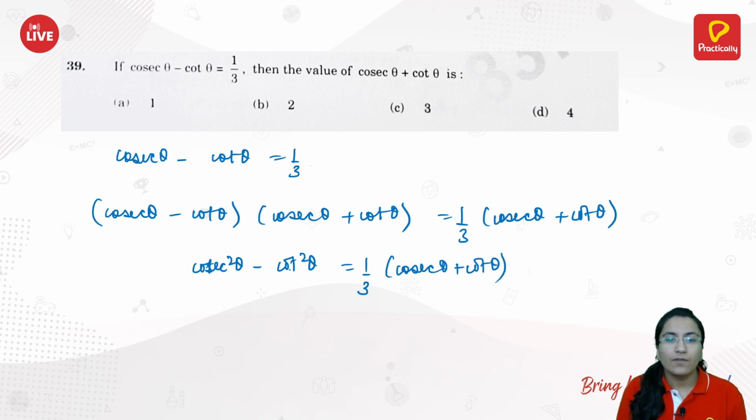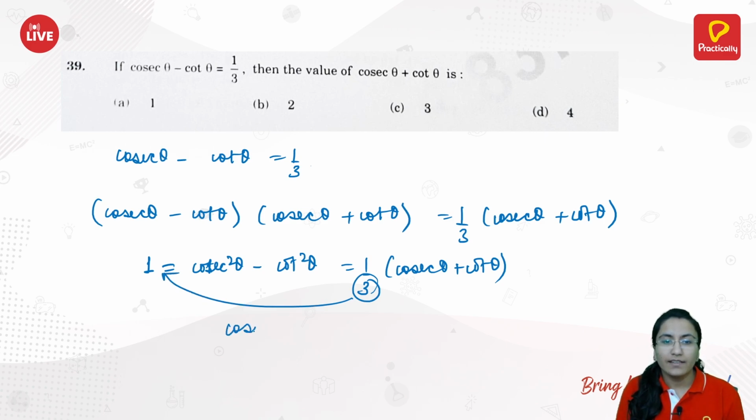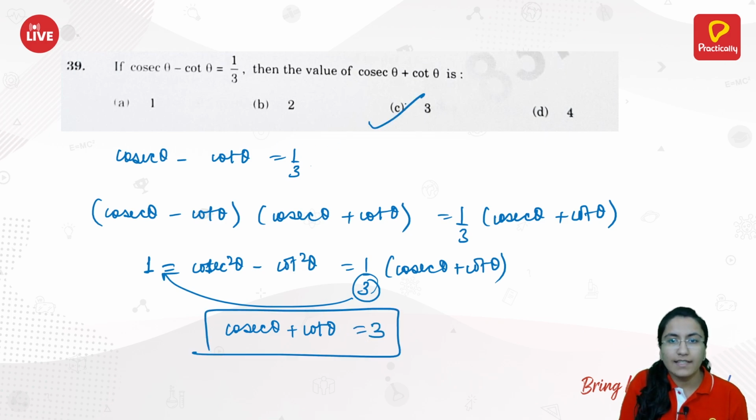Right, so cosecant square theta minus cot square theta, we all know this is 1. So take this 3 to the other side, and you would have cosecant theta plus cot theta as 3 into 1, which is 3. So you have option C as the correct answer. Okay, option C, which is 3, is the correct answer.